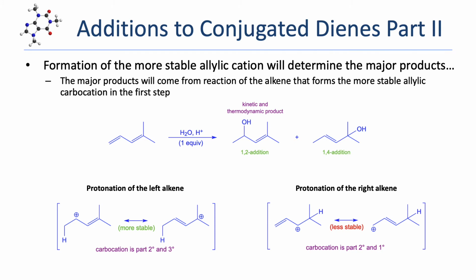If we look at the products of the reaction, we can see that the left product is the 1,2 addition product because the H and the OH added to adjacent carbons, and the product on the right is the 1,4 addition product. Here, the hydrogen added to the leftmost carbon of the pi system and the OH to the rightmost carbon of the pi system.